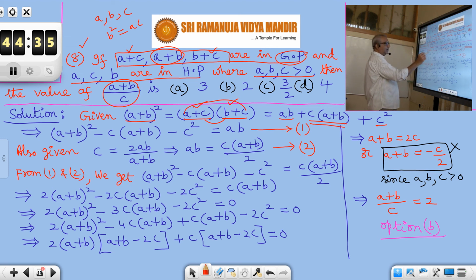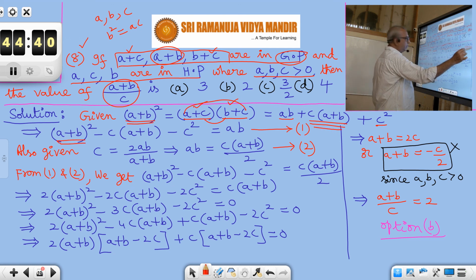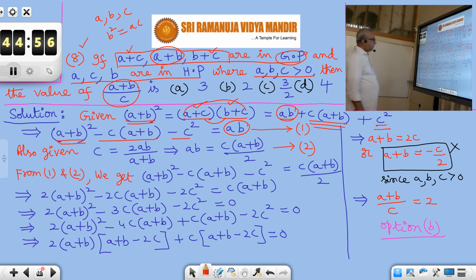So, the left hand side already has (A plus B) whole square, okay. This term, C into (A plus B), I am taking to the left hand side, so minus C into (A plus B). This C square also I have taken to the left hand side, minus C square. On the right hand side only this AB will remain. Why am I doing this? He wants the value of (A plus B) by C.